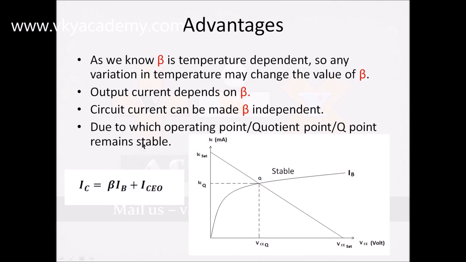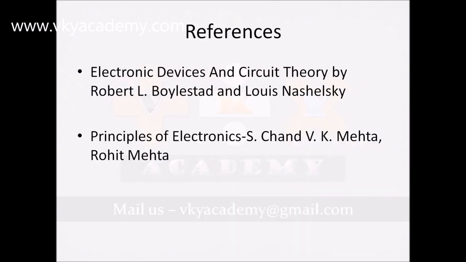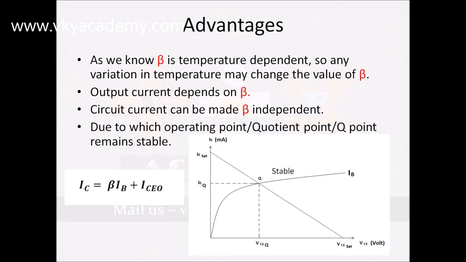So if due to any reason beta changes in the circuit, then IC will not change. If IC does not change, the Q point will not shift either towards the saturation level or towards the cutoff level. So this is why emitter bias configuration is mostly used in many amplifier designs. So this is all about emitter bias configuration.